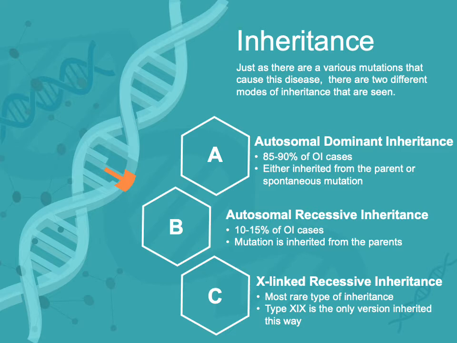The last mode of inheritance is the X-linked recessive inheritance. This is the most rare and least seen in case studies. There's only been a handful of cases throughout all of history, at least documented history. And this is attributed specifically to type 19 of osteogenesis imperfecta.